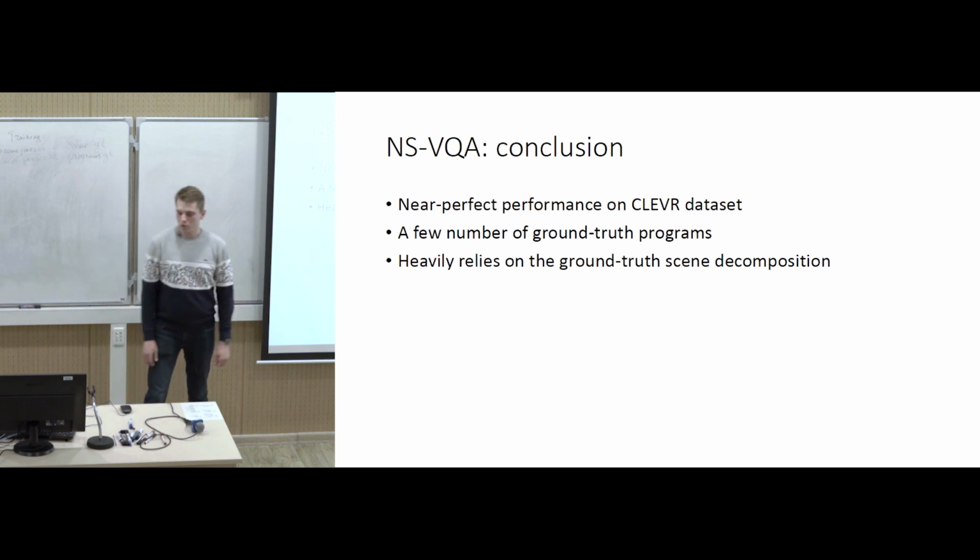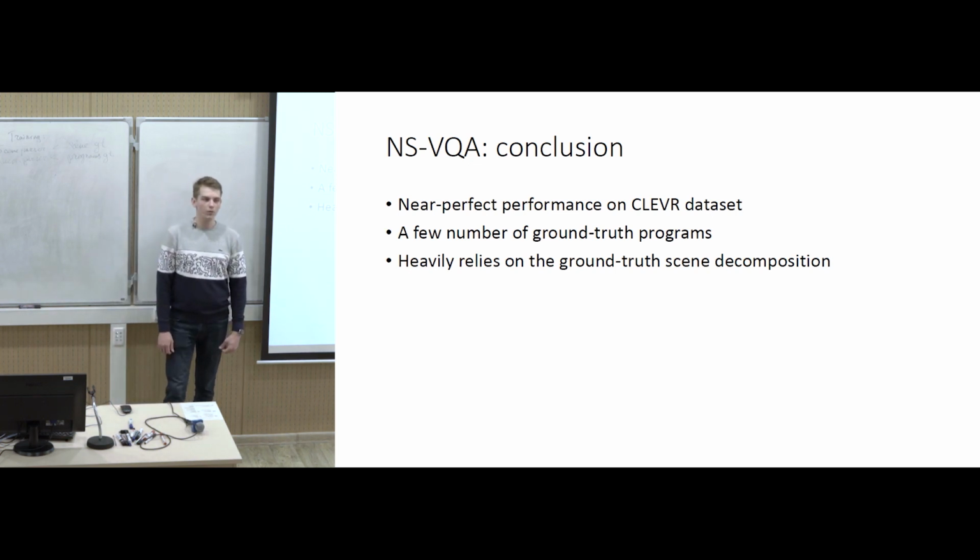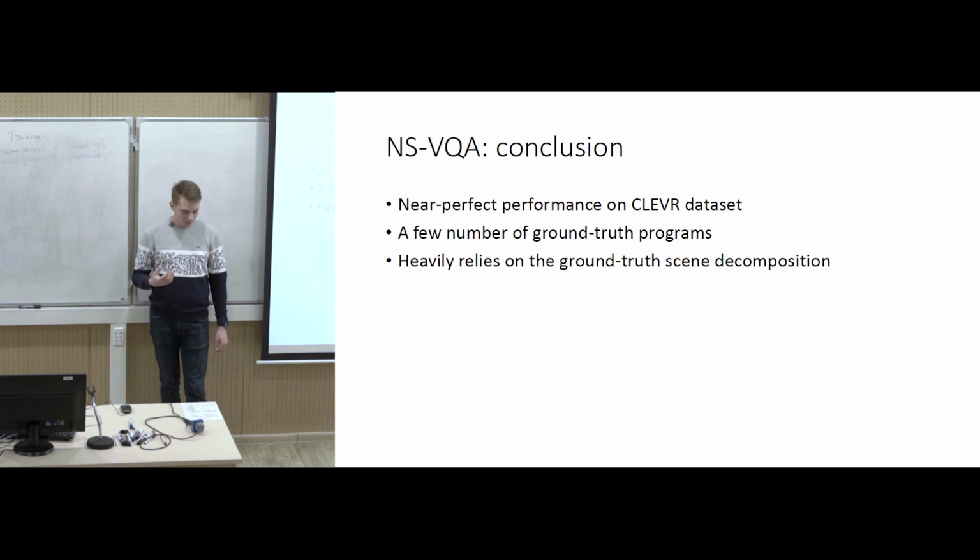So as for conclusion, we have a near perfect performance on the CLEVR dataset, with a small number of ground truth programs and a small number of images during training. But we heavily rely on the ground truth scene decomposition. And we also rely on the ground truth programs, and that is the problem that we aim to solve. And it was actually solved using an elegant idea in the next module that we'll observe now.